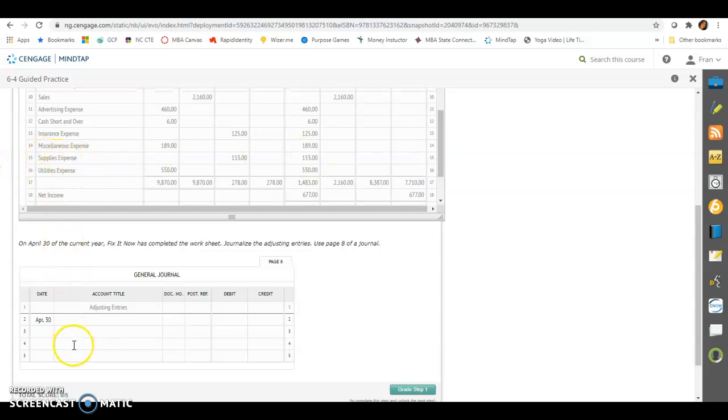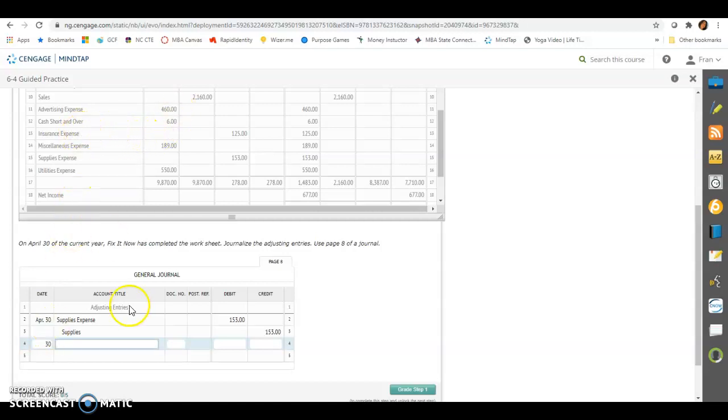Debit to supplies expense. So supplies expense. We don't have a document number on this one because they're adjusting entries. They don't need document numbers. And supplies, $153. And I didn't spell supplies right, so that's a problem. Here we go.